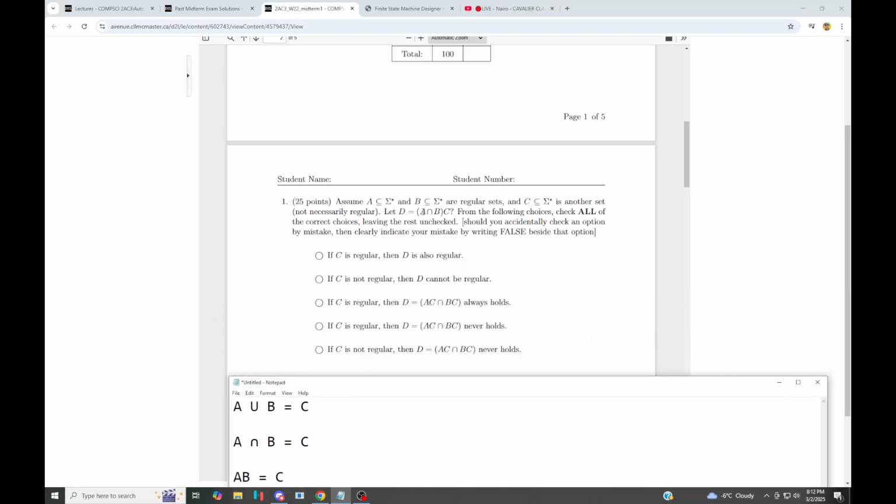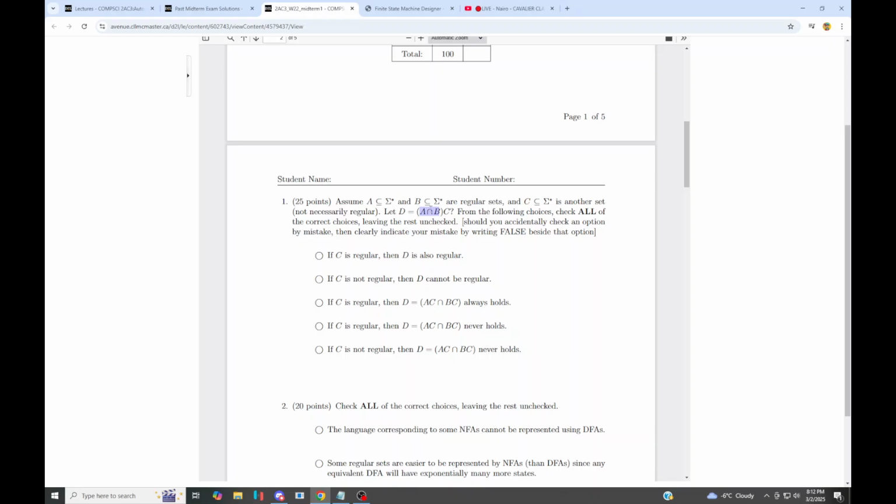So if we let A intersection B somehow be the empty set, just by letting either A or B be the empty set, then the concatenation is also going to be the empty set, even if C is not regular. So C could be not regular at all, and if you concatenate something with the null set, you still get the empty set.